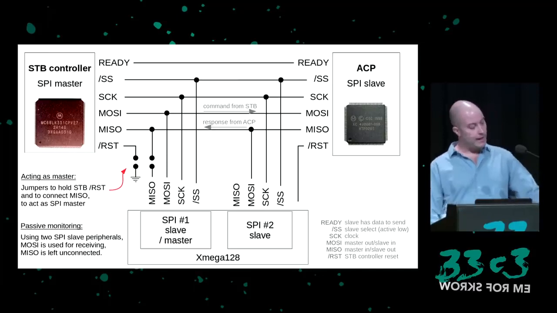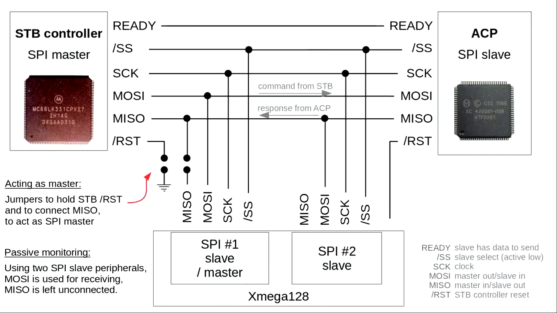To monitor the data passing between the set-top box main controller and the ACP on the SPI bus, I used the XMega development board. Two SPI ports acted as slaves, with the master out slave in signal connected to one, and the master in slave out signal connected to the master out slave in input of the second port. So from one port, bytes sent by the set-top box controller are received. From the other port, it receives bytes from the ACP.